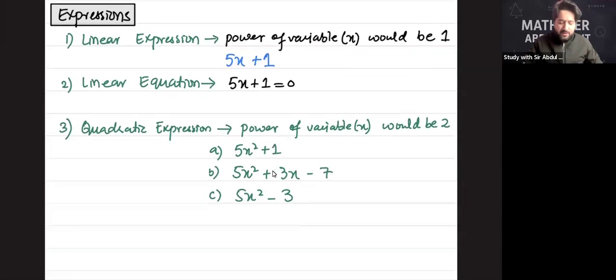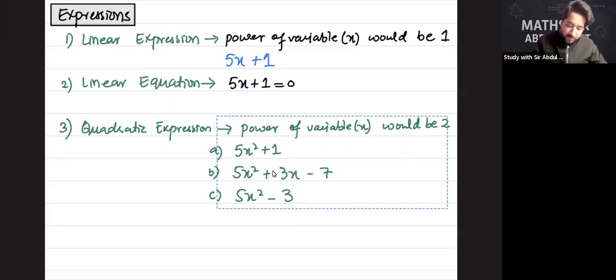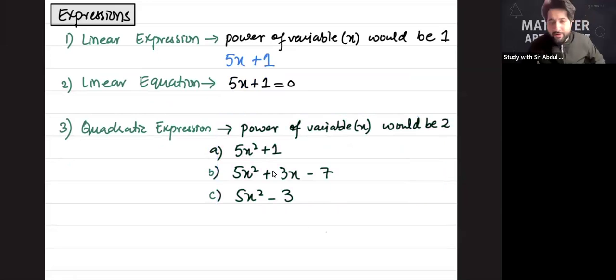Now, you need to understand one thing. As I told you that this is a quadratic expression, you might be having that kind of a scenario in your brain. So just give me a second. All right, so this is a quadratic expression.